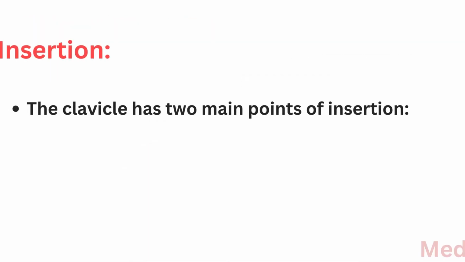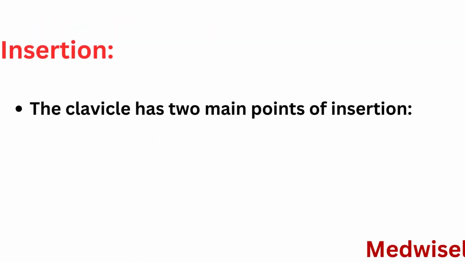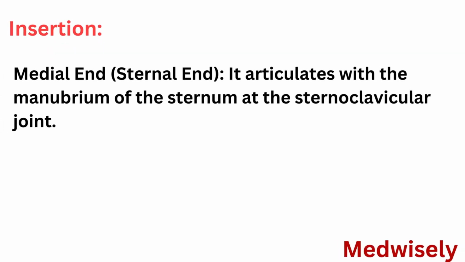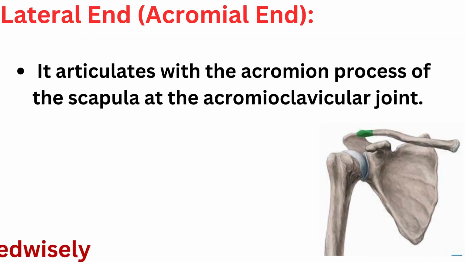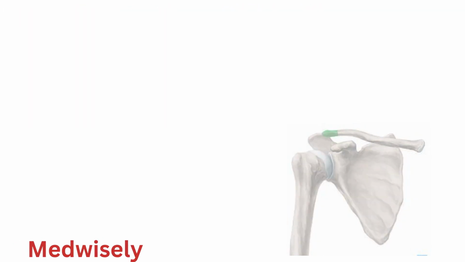Insertion. The clavicle has two main points of insertion. Medial end, sternal end. It articulates with the manubrium of the sternum at the sternoclavicular joint. Lateral end, acromial end. It articulates with the acromion process of the scapula.